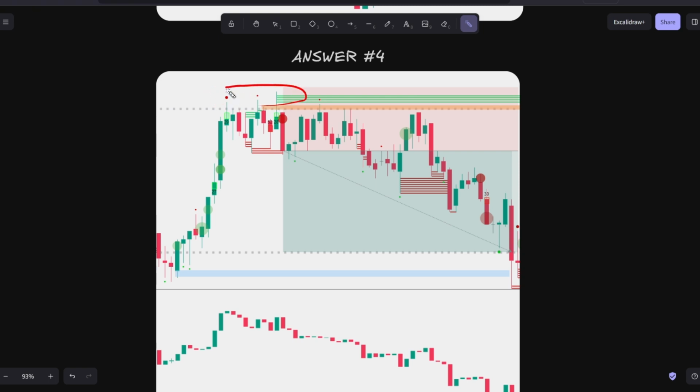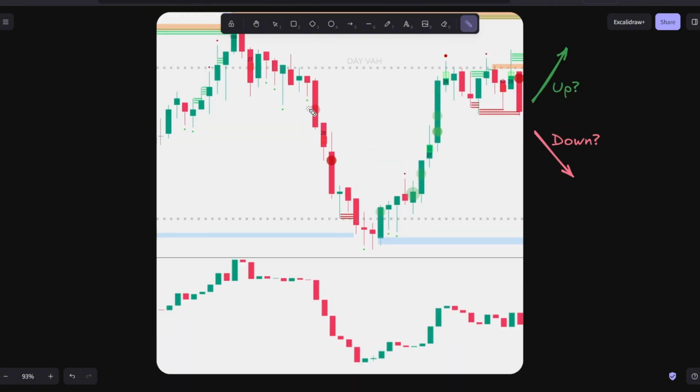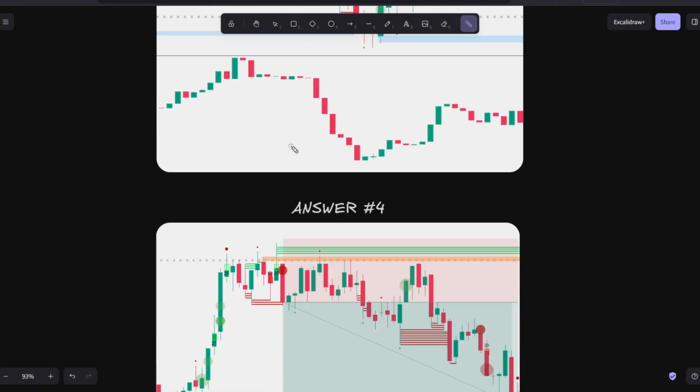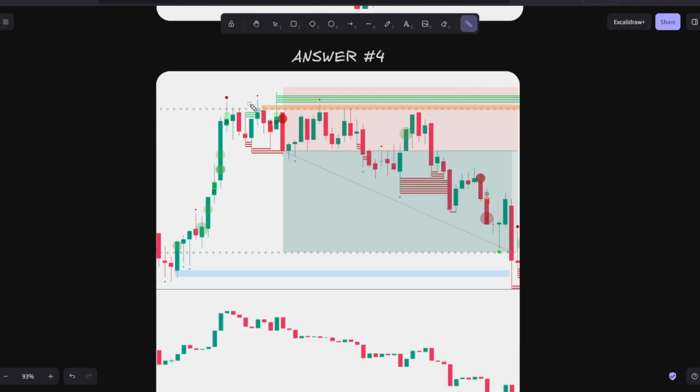But the main reason is we hit a prominent level, which is the daily value area high. And this is from the volume profile. We got multiple signals of absorption at this prominent level, bearish absorption. So price goes up to this level, and then we get all these signals of absorption. Clearly there's some liquidity up here. There's passive selling going on.